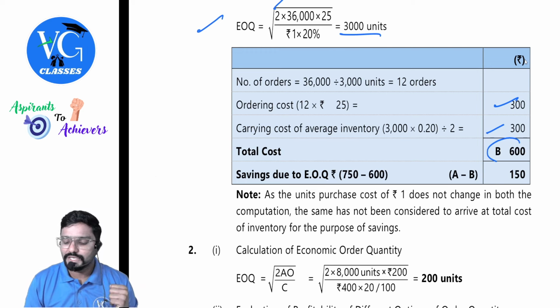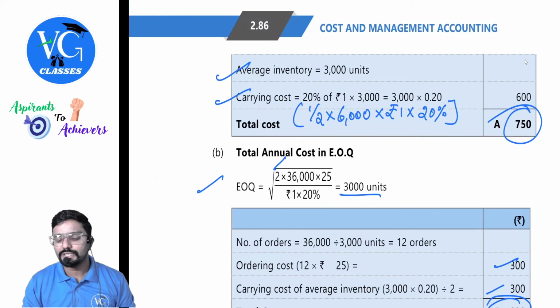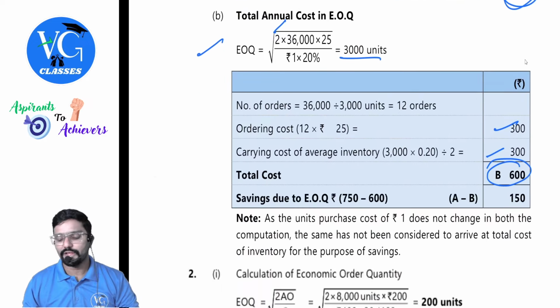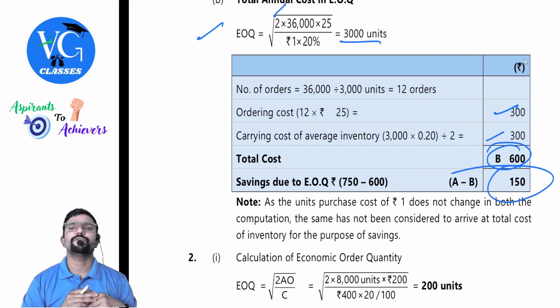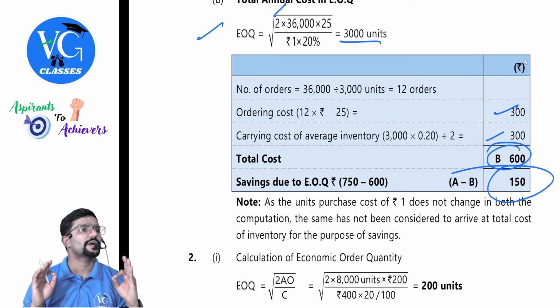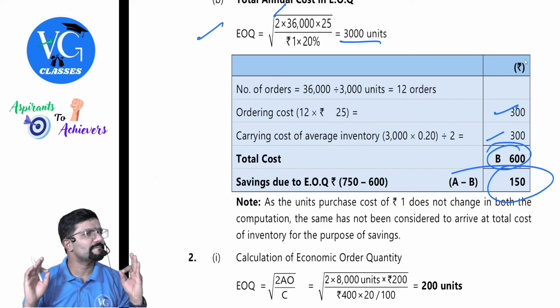Now, what is the total cost here, sir? 600. What is the total cost at 6,000 level, sir? 750. What is the savings, sir? 150. If I am following EOQ, the company would save 150.